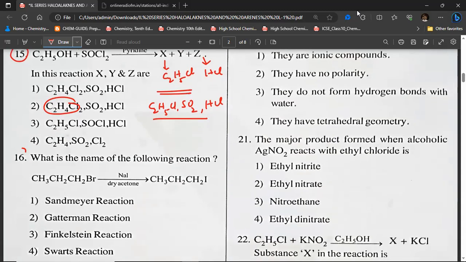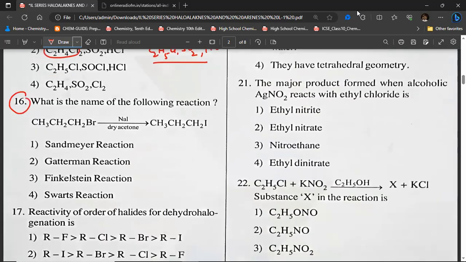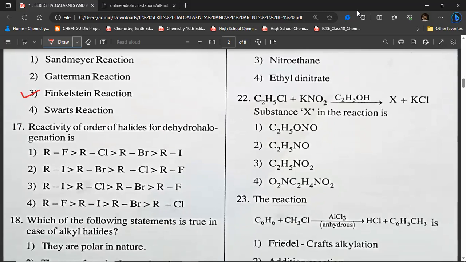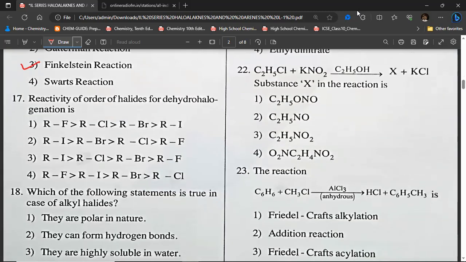16th question: what is the name of the following reaction? CH3CH2CH2Br with sodium iodide in the presence of dry ether. Usually the halogen exchange method is the Finkelstein reaction. So it is the Finkelstein reaction, the iodide formation reaction. 17th question: the reactivity order of halides for dehydrohalogenation reaction. Usually you all know that in dehydrohalogenation reactions iodides are the best leaving groups. In an alkyl halide, the carbon-iodine bond is longer, obviously it is reactive, then bromide, then chloride. So we'll go with the second option as the right option for this 17th question.